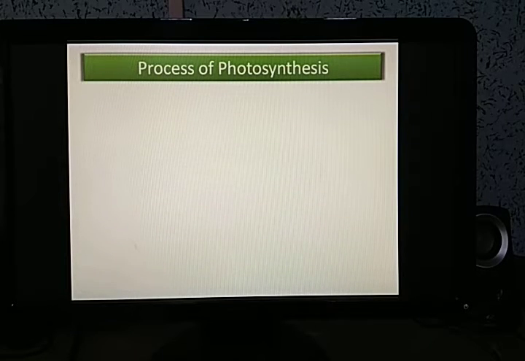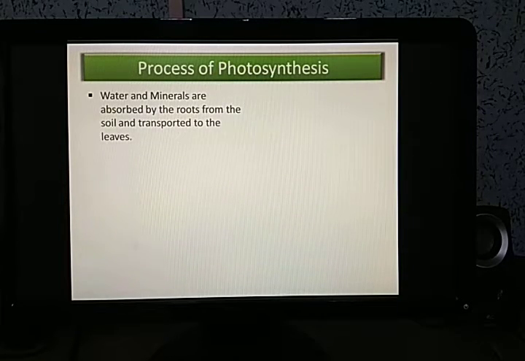So now we will be discussing how this process of photosynthesis occurs in plants. We will go step by step through what actually happens in a plant, or how the plant makes the food through the process of photosynthesis. So first of all, water and minerals are absorbed from the soil by the roots and transported to the leaves. We all know the roots are inside the soil, and these roots transport water and minerals to the leaves.